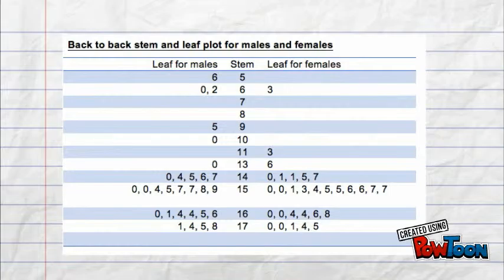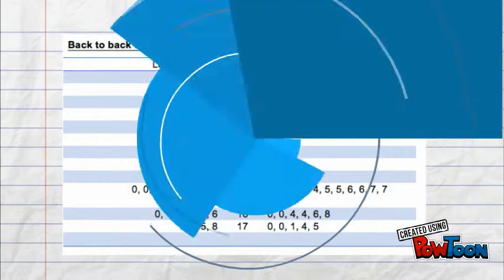I then realised to be able to form comparisons between this data effectively, they needed to be grouped together on the same chart. I created a back-to-back stem and leaf plot with the males on the left and the females on the right with the stem in the centre. As you can see, the greatest range of data fell between 140 to 178 centimetres.